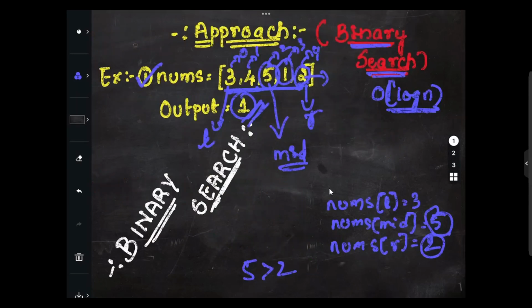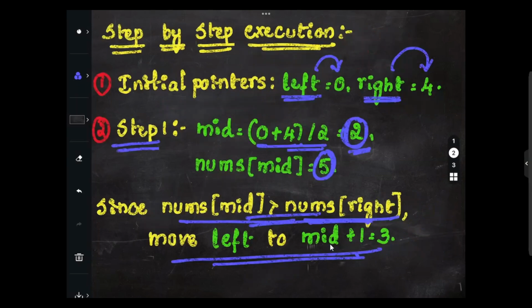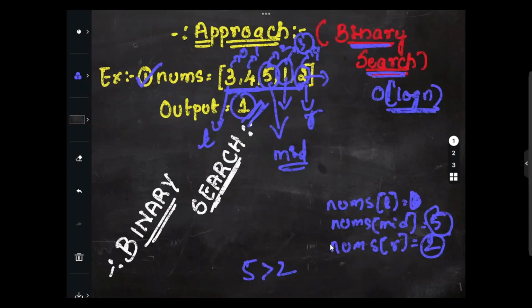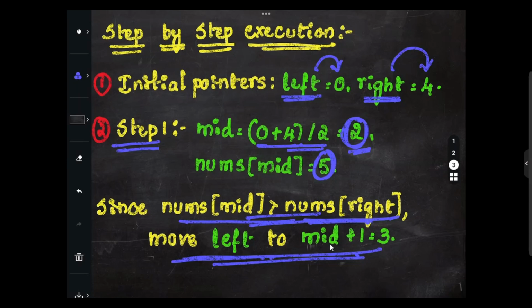When we move the left to mid plus 1, as mid is the second index, we'll be moving left to the third index, meaning the element 1. Now left is at mid plus 1, the next index. The element present at the third index is 1, so now nums of left is 1. This is fine, so let's move on with the second step.